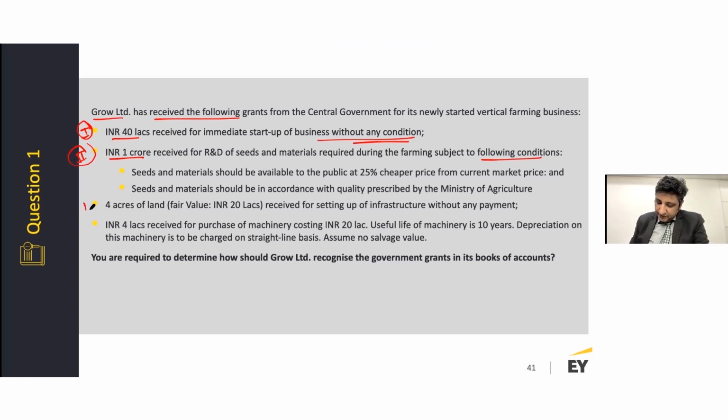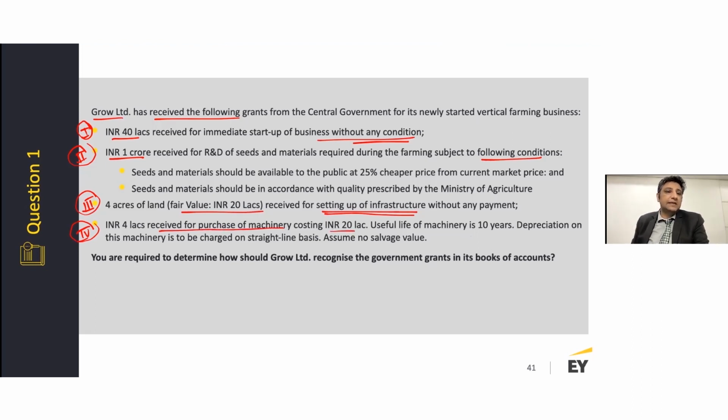Then we have a grant 3, which is 4 acres of land with a fair value of 20 lakh rupees received for setting up of infrastructure without any payment, right? So there is a condition, by the way, which is setting up of infrastructure. And now we have also the fourth grant, which says 4 lakh received for purchase of machine. Now, this is again a condition. So there's a machine which is a cost of 20 lakh rupees.